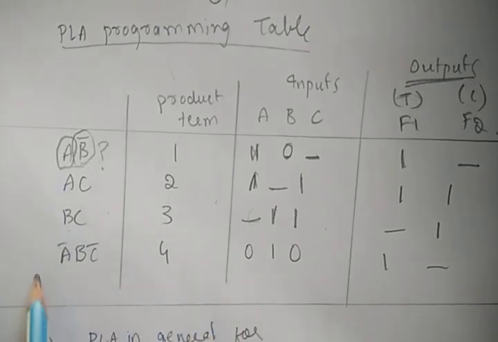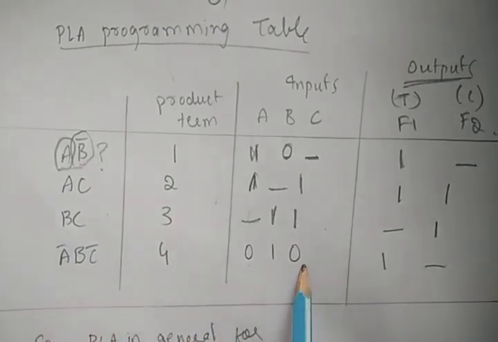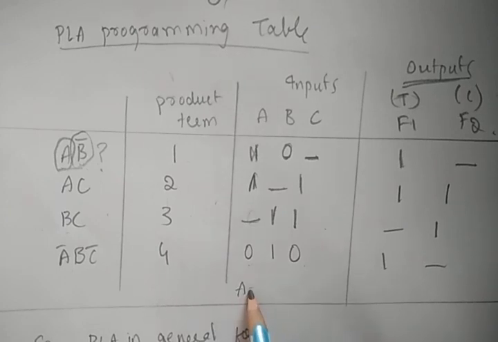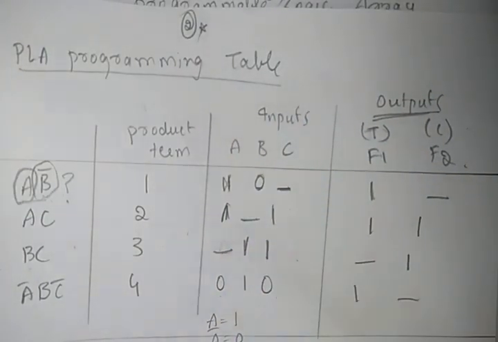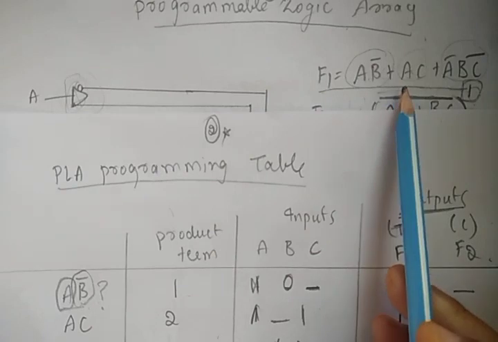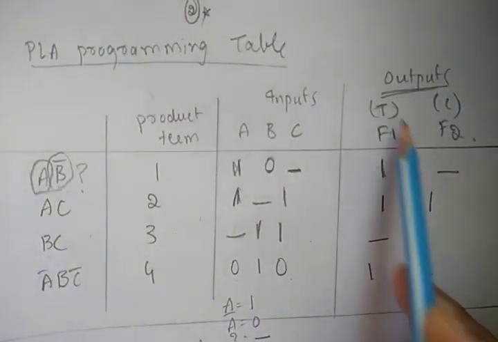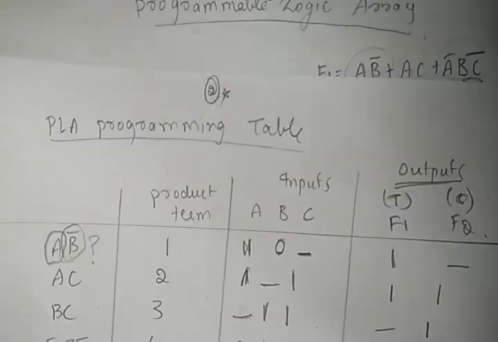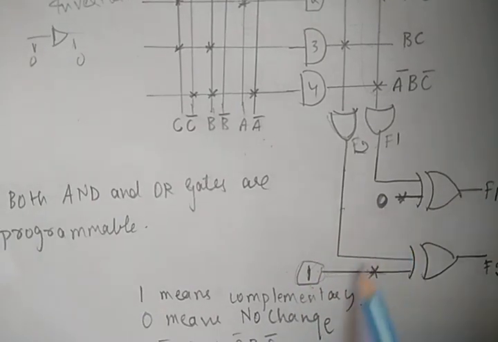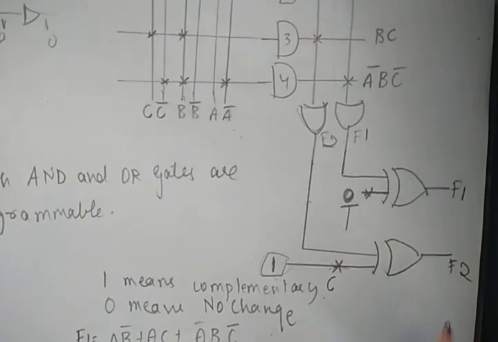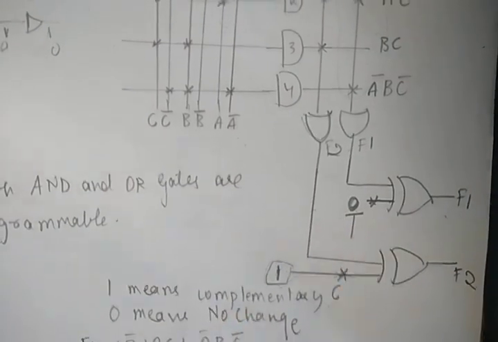Next is similarly A bar, B, C bar. Wherever you have A, put it as 1. A bar, put it as 0. If it is missing, put it as dash. Now coming to the output, concentrate on the function. For function F, we have 2 columns here. One is true and another one is complementary. As you can see in the diagram, 1 is complementary, 0 is without complementary. This is complementary, this is true. That is, function F2 is complementary. Function F1 is true.